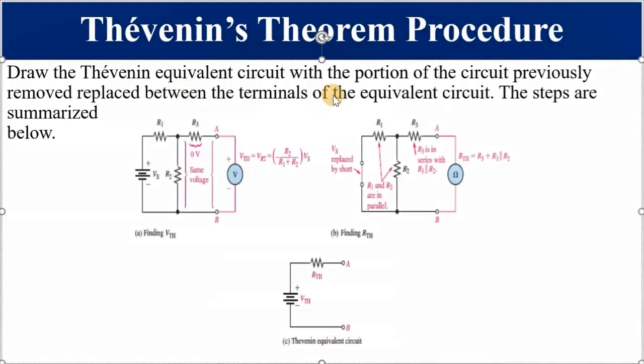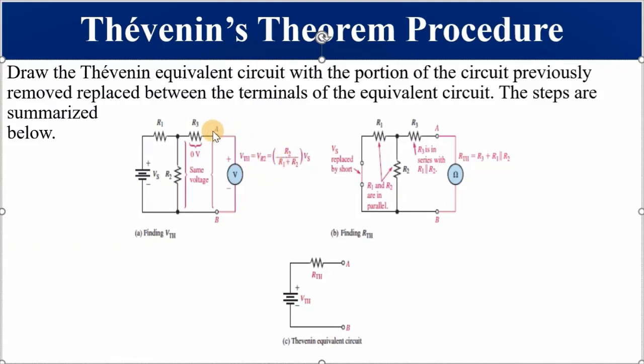Equivalent circuit with the portion of the circuit previously removed being replaced between the marked terminals, and this ABC shows the steps summarized. So we are going to mark the two terminals A and B, and this is our Thevenin. This is our Thevenin, which is the open circuit voltage. And how do we find Thevenin? Guys, we use the voltage divider rule. This you must be now conversant with.